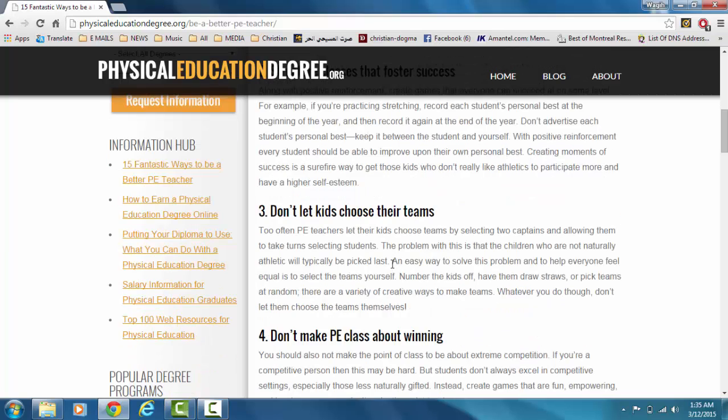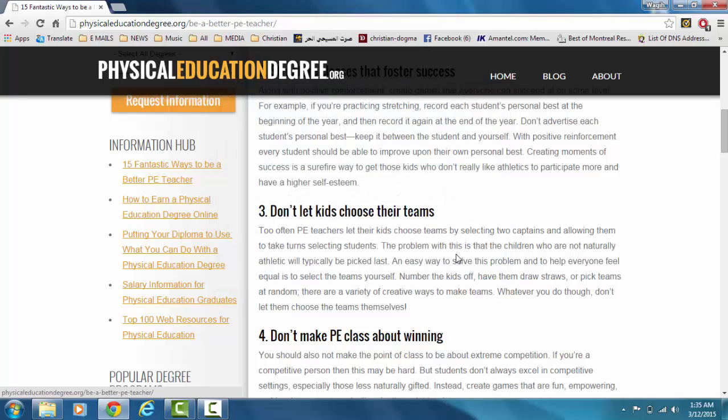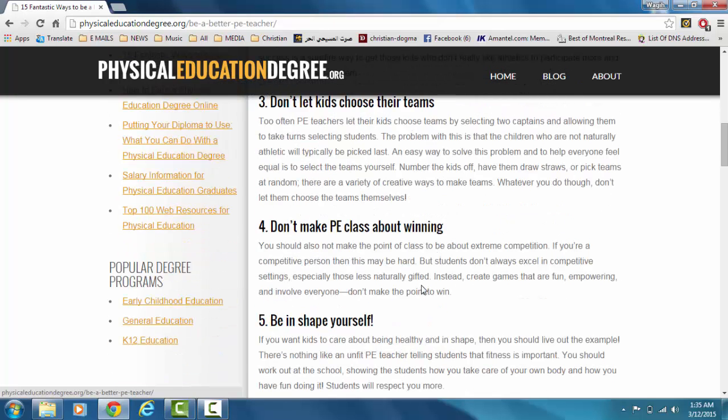lifestyle. The third point says that you shouldn't let kids choose their own teams, because if there's someone that's left out or chosen last, like if he's picked last, he might not want to play, and he's gonna get discouraged and he won't participate in the activities. The fourth point says that you have to make the classes not about winning.